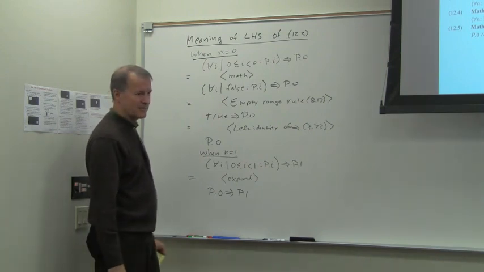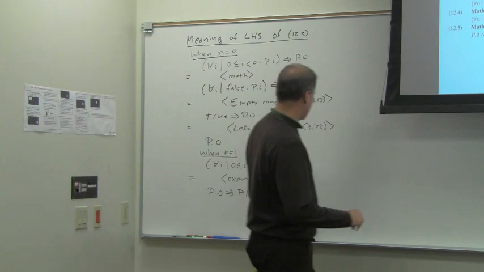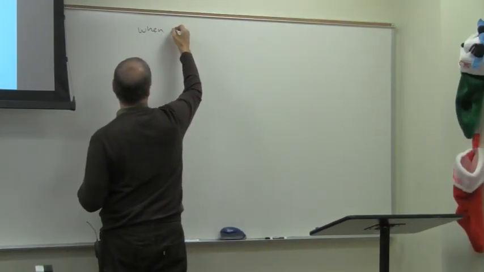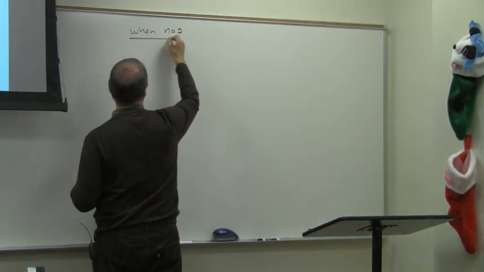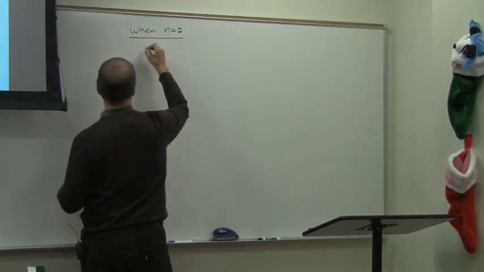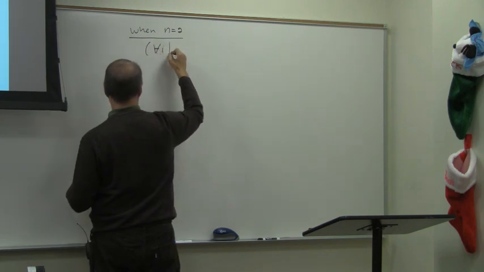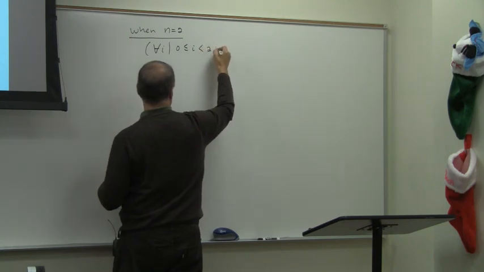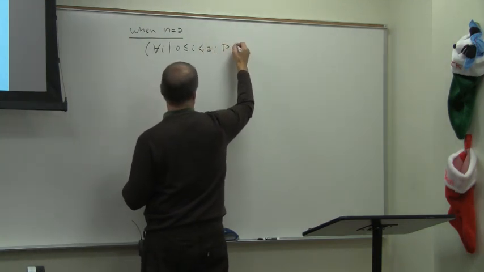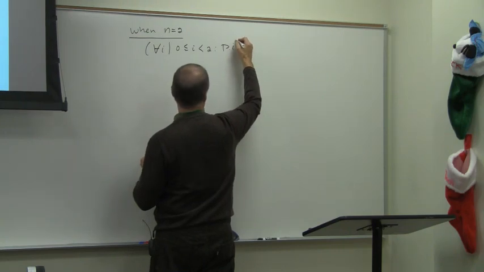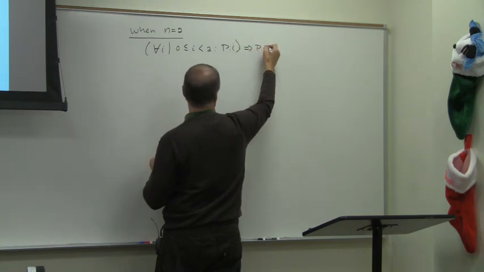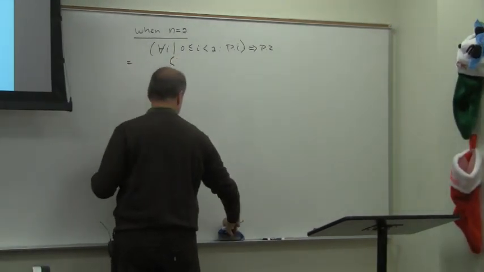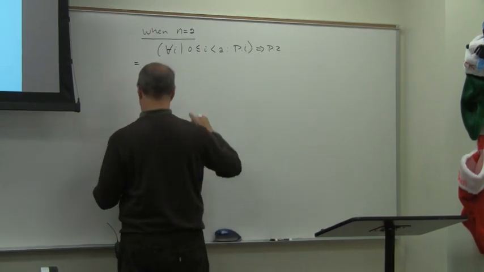Well, let's do one more. Okay? So let's do it when n equals 2. Okay, so when n equals 2, what do we have? We have for all I, 0 less than or equal to I less than 2, body P.I, parentheses, implies P.2. So expand this out and what do you have? P.0 and P.1 implies P.2. Yeah. So this is expanding.